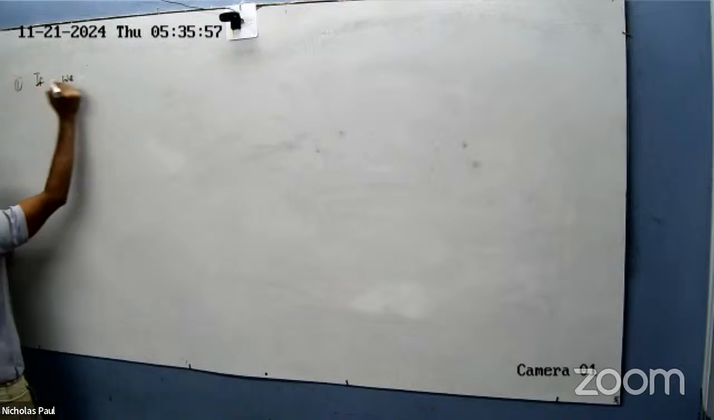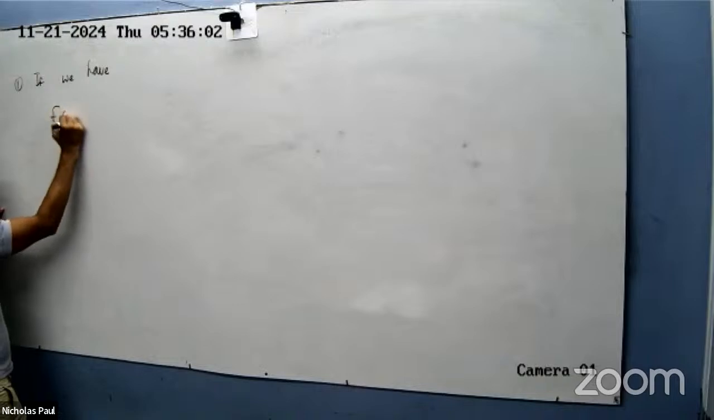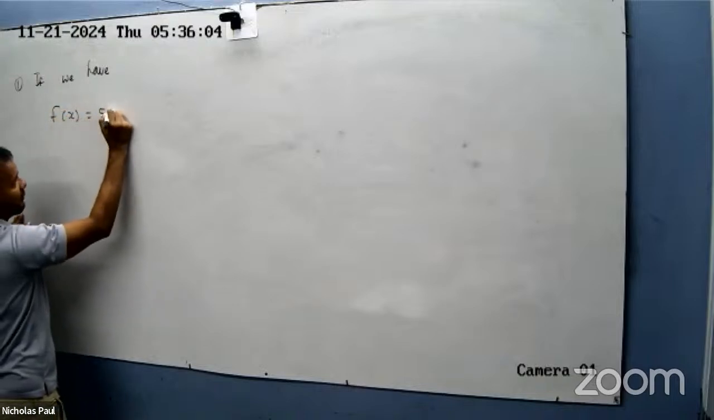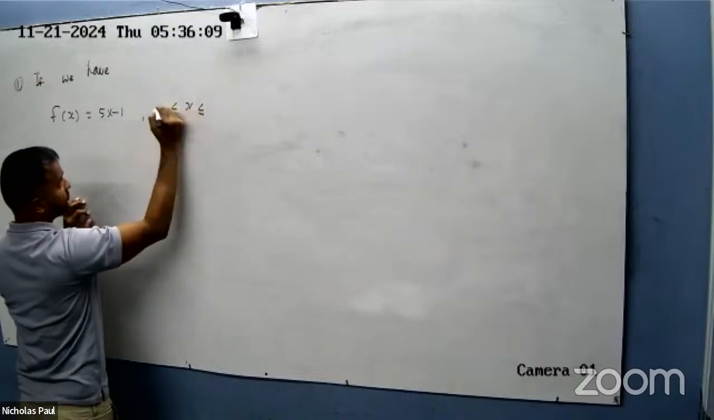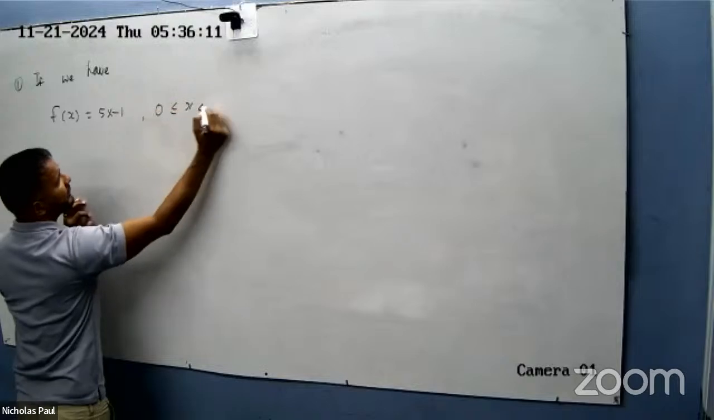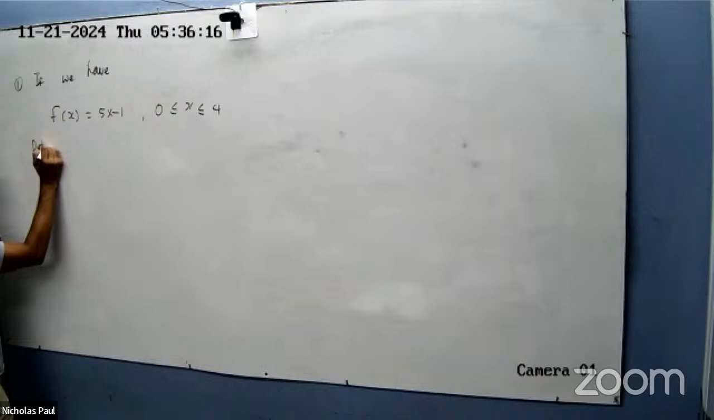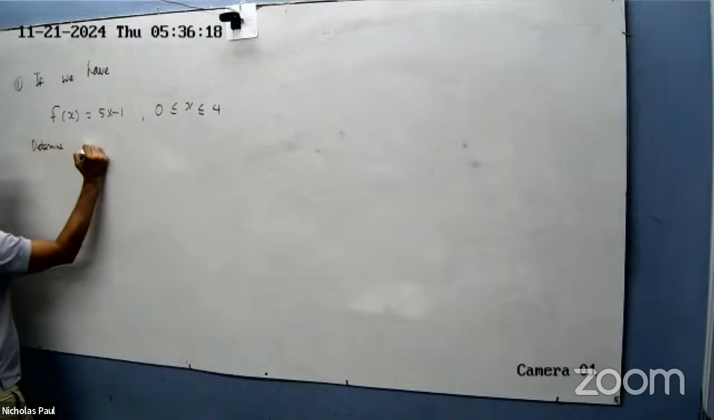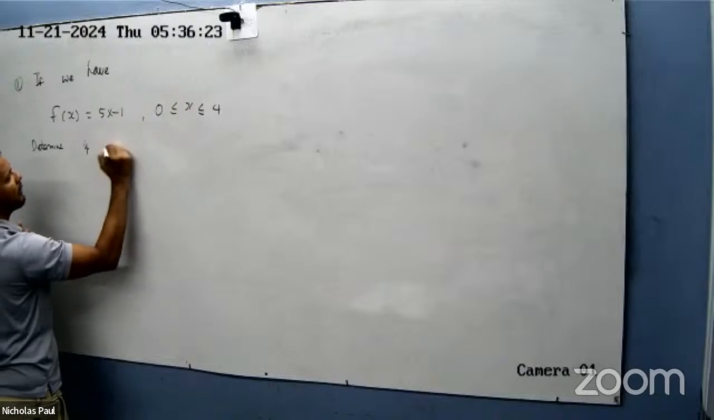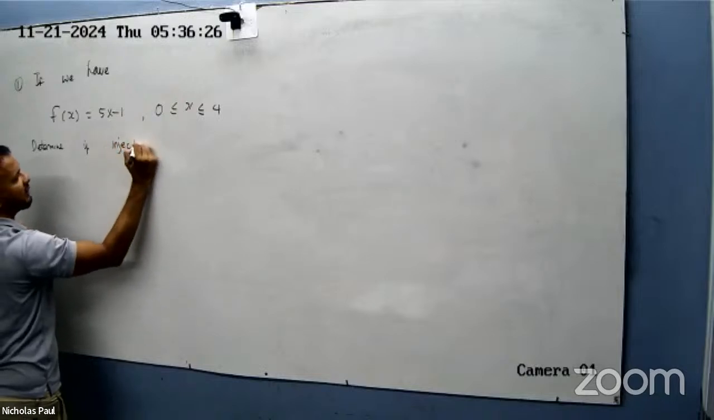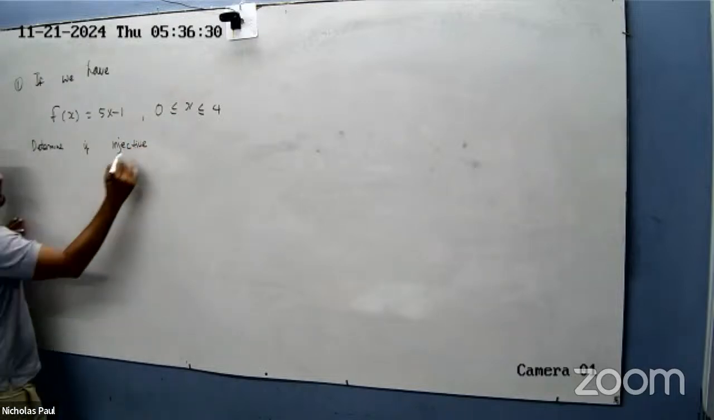All right, so number one. Let's say we have a function looking like this: f of x is equal to 5x minus 1 between 0 and 4. Let's see if we can determine if it's injective, and I'll do both methods.